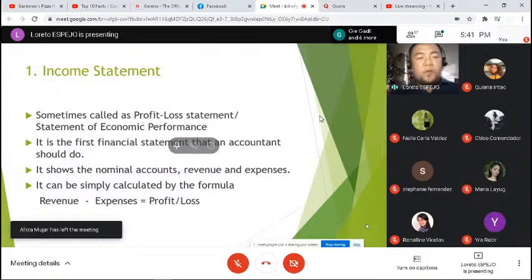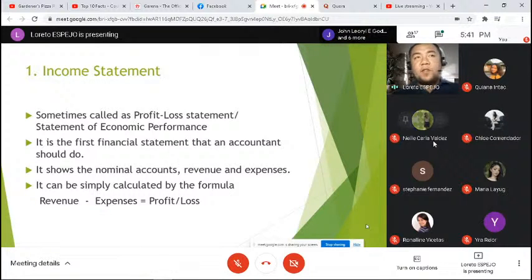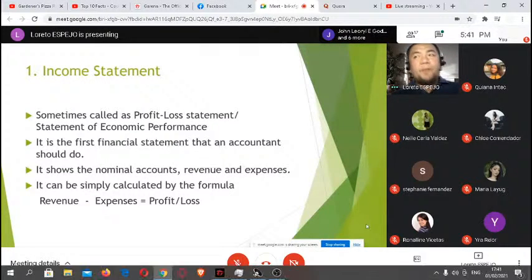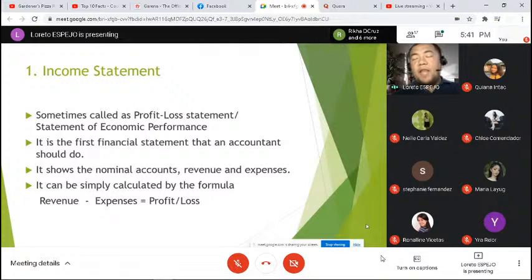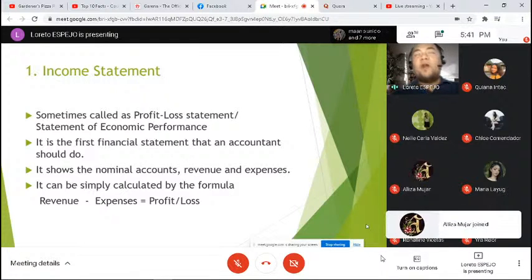It shows the nominal accounts, revenue and expenses. So the content of the income statement would be the revenue and expenses accounts only. Revenues and expenses, wala na pong iba. That's why it is called the profit and loss statement. In general, the income statement will show you how much profit the company earned for a specific period of time. Magkano ba ang kinita niya? Magkano ang gross? Magkano ang ginastos? At magkano ang natira?